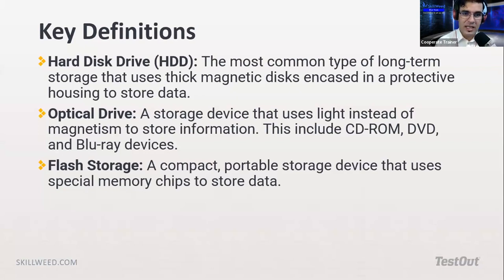So the HDD is the most common type of long-term storage. As we discussed, we have two kinds of storage. We have temporary, that is RAM or cache. Those are all the temporary storages. But for long term, if you want to save your files and all the stuff, you have to save them to your hard disk, your C drive, D drive, E drive. Okay, those are the long-term storage devices that you're having.